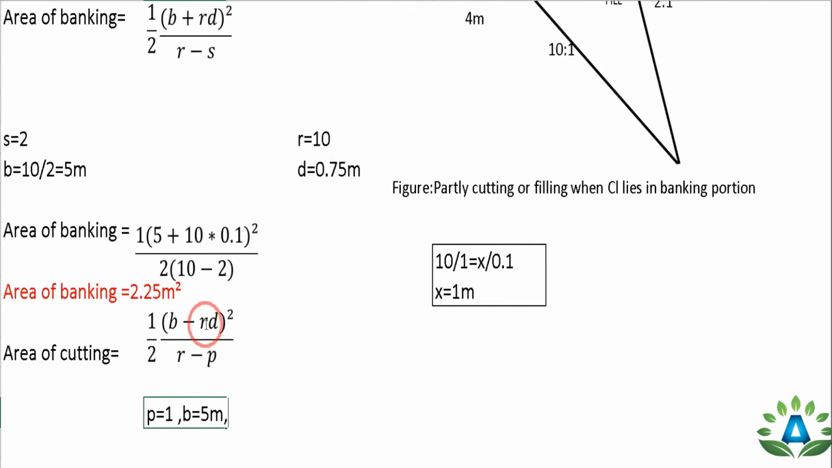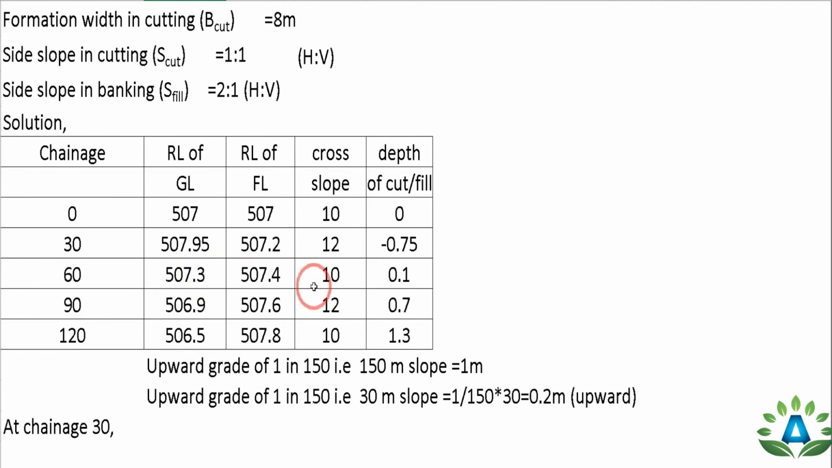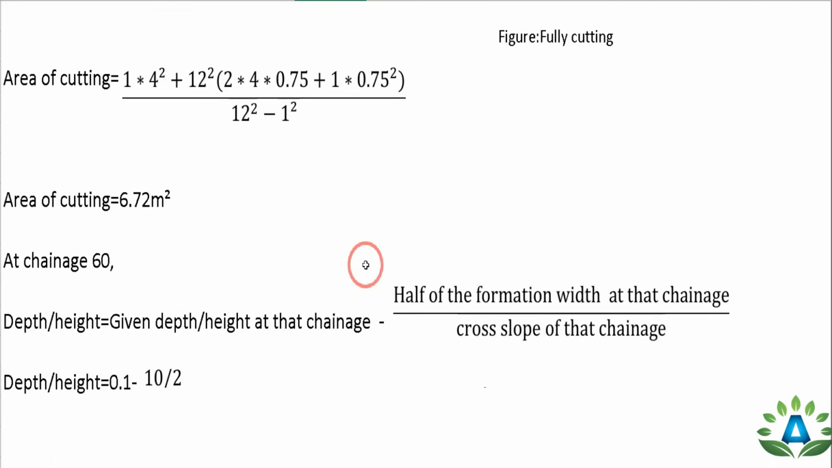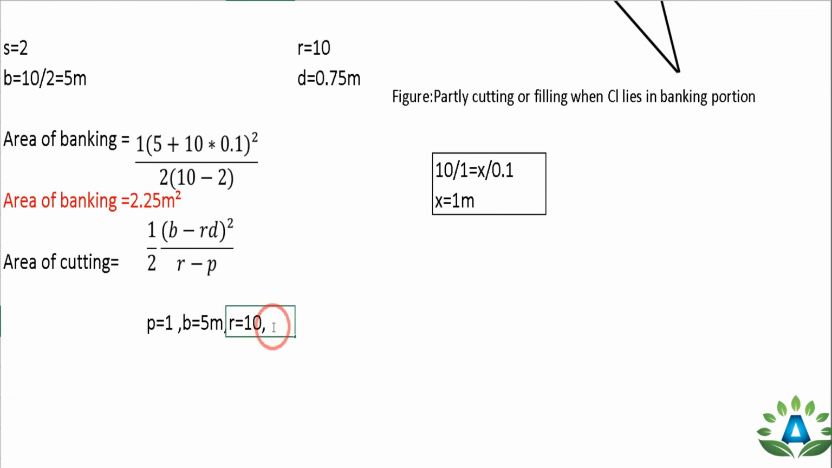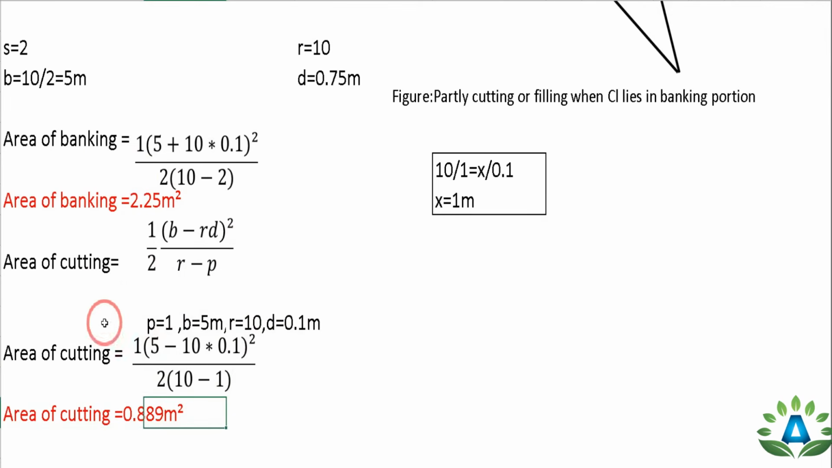And we have this value of r, that is cross slope at chain edge 60 equals to 10. So r equals 10. And here we have this depth of the fill at the chain edge of 60 equals 0.1 meter. So d equals 0.1 meter. Now let's put the value in this formula. While putting all these values in this above equation, we get this area of cutting as 0.889 meter square.